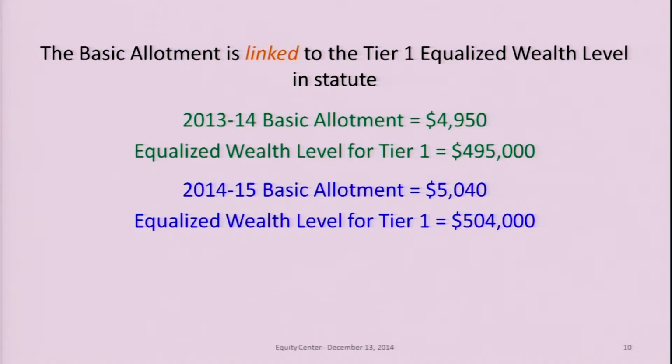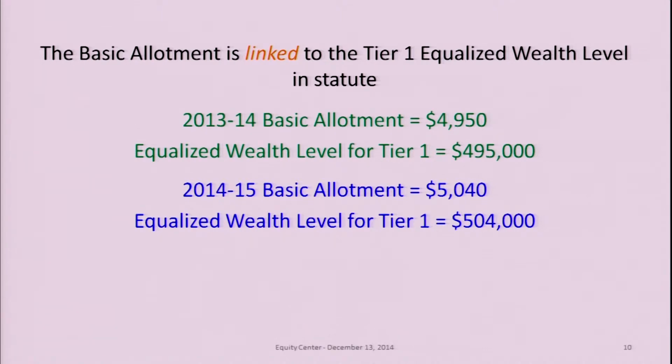Okay, first thing, the basic allotment is linked to the equalized wealth level. It's linked in statute, and the equalized wealth level is the point of recapture. That is the wealth level above which recapture takes place. And so the basic allotment and the equalized wealth level are linked. You equalize up using the basic allotment, and you recapture down, although not completely, using the equalized wealth level.